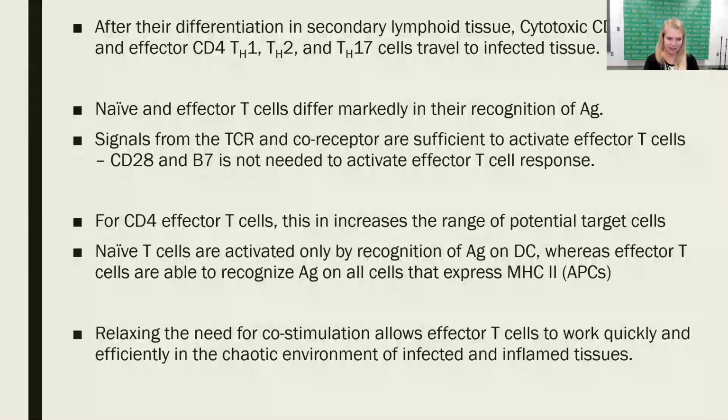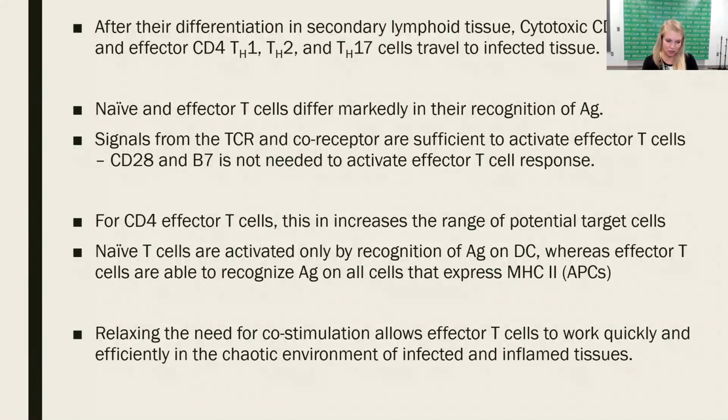So naive and effector T cells are going to be very different in the way that they now use their T cell receptor or the way that they interact with antigen. Before, for a naive T cell, it needed that 1-2 punch, right? It needed the first signal of antigen specificity, and then it needed the second signal of the co-stimulatory molecule. That co-stimulation isn't necessary for effector T cells. They can go out and just use their antigen specificity and be stimulated to do the work that they're supposed to do.